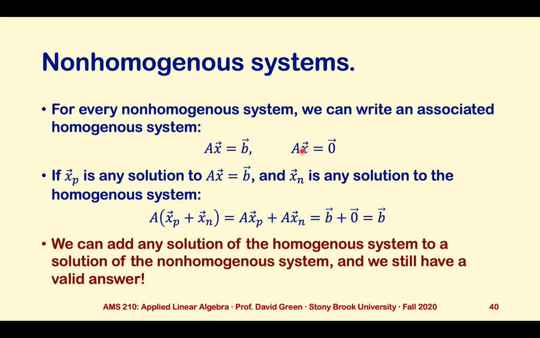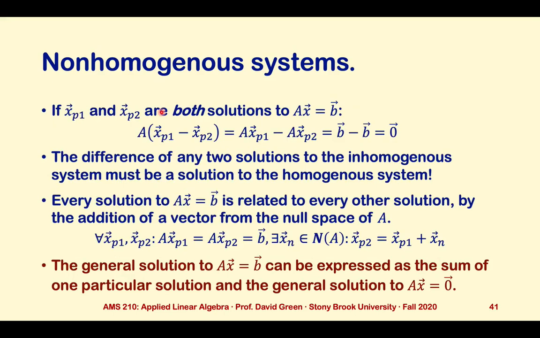If we only have the trivial solution, this suggests we only have one solution to the non-homogeneous system. If we have multiple solutions to the homogeneous system, a null space that isn't just the zero vector, we can add any of those to a solution for the non-homogeneous system to get more solutions to the non-homogeneous system.